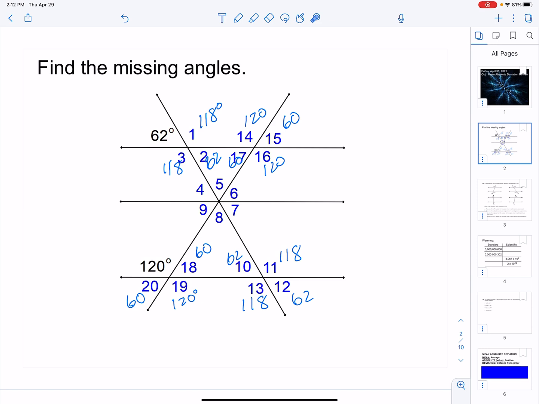Now there's a couple that we can find pretty easily. So if you look at this given angle right here of 62 and angle 4, they're actually the same angle. They're what we call corresponding angles. So it's a 62 degree angle. And then it has a vertical angle, angle 7 is also 62. Now you can do the same thing with angle 6. This angle 15 and this angle 6, they're also corresponding angles. They're going to be the same. So this one's going to be 60, and this one's going to be 60.